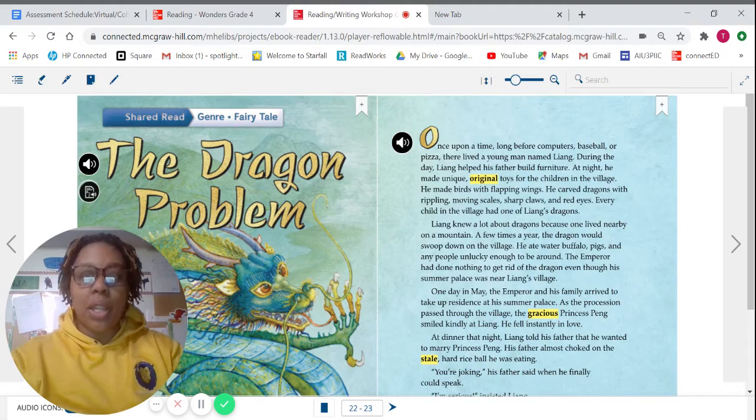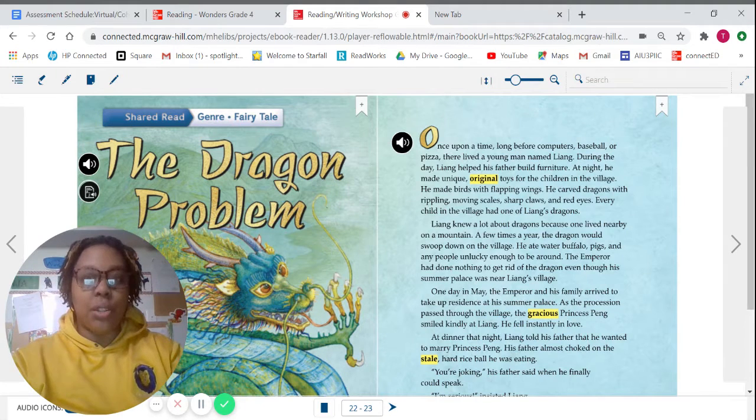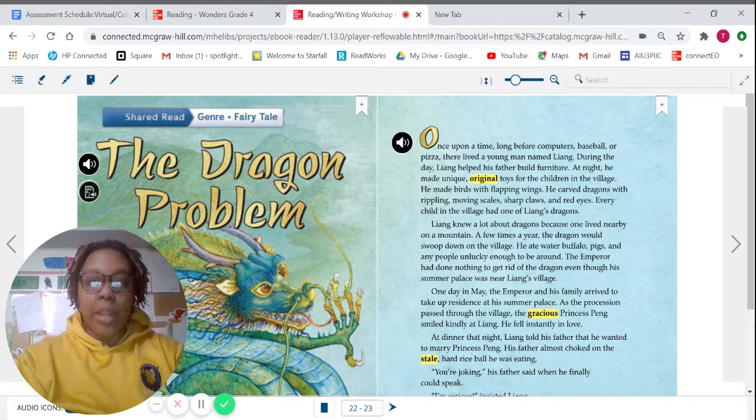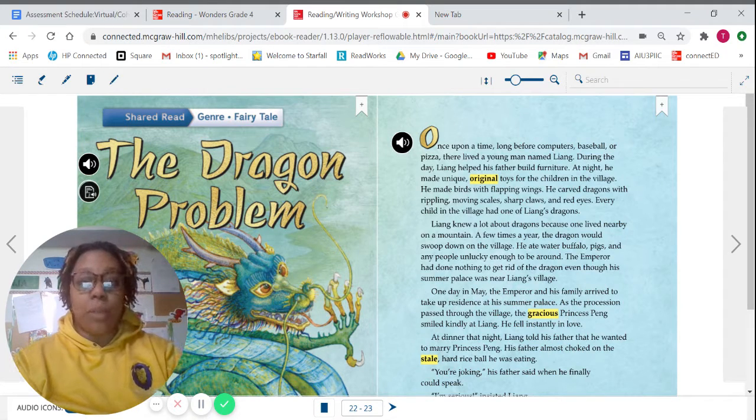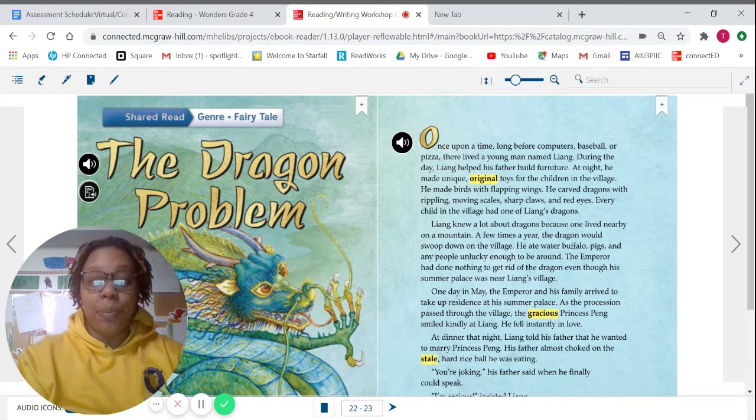Once upon a time, long before computers, baseball, or pizza, there lived a young man named Liang. During the day, Liang helped his father build furniture. At night, he made unique and original toys for the children in his village. He made birds with flapping wings. He carved dragons with rippling, moving scales, sharp claws, and red eyes. Every child in the village had one of Liang's dragons.